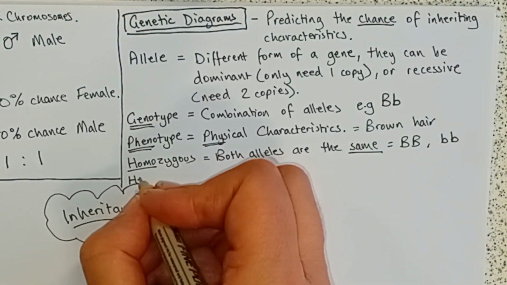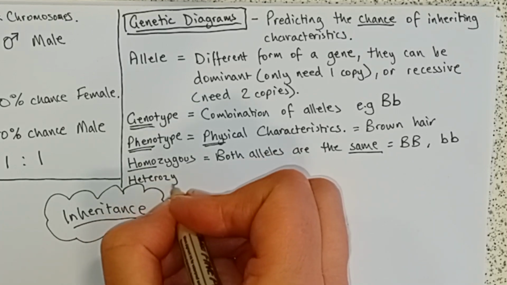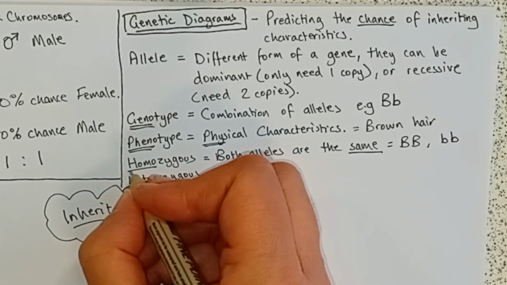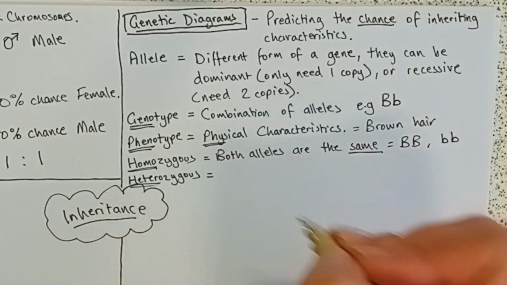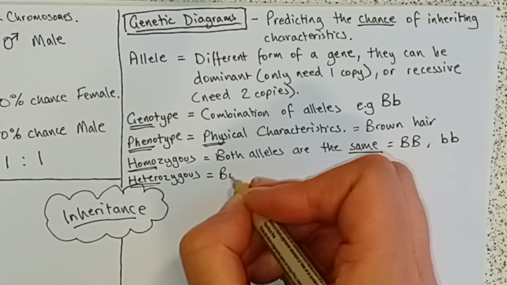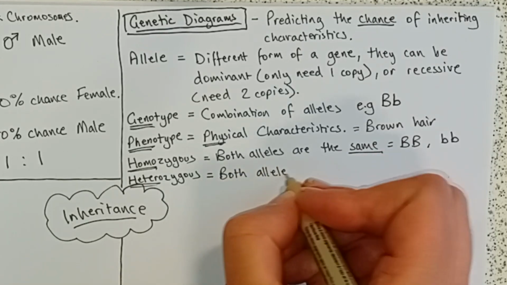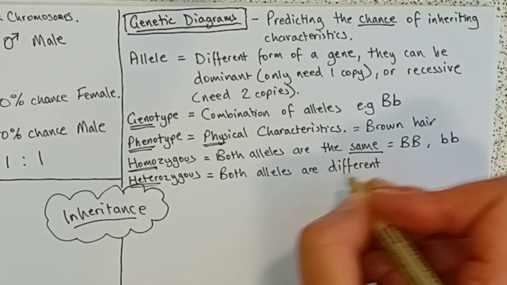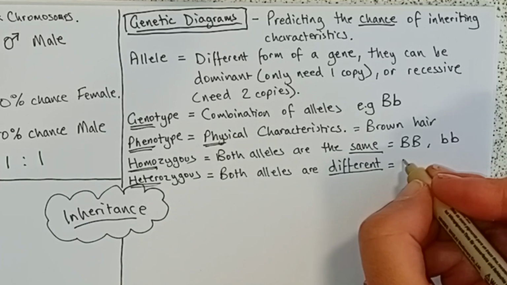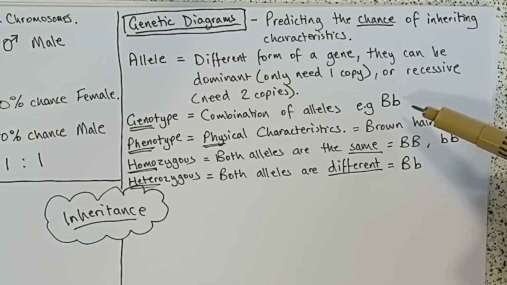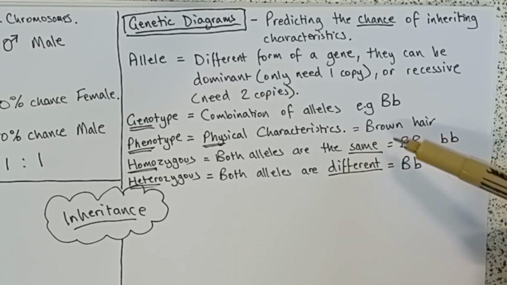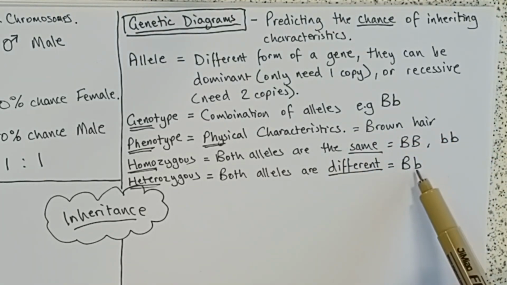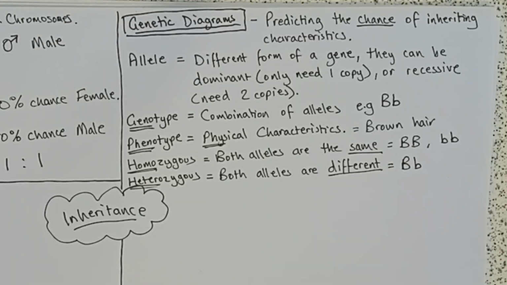And the last word we need to know, nearly done, is heterozygous. Hetero means different. So this is when both alleles are different. So this would be big B, little b, the same as this one up here. So the person would have the phenotype of brown hair, but they'd have 1 dominant and 1 recessive gene. And because they've got that recessive gene, it means that they could have offspring, they could have children with blonde hair because they carry the blonde-haired allele.